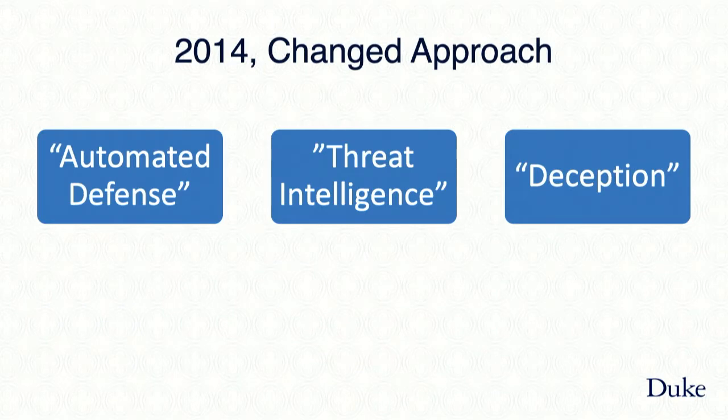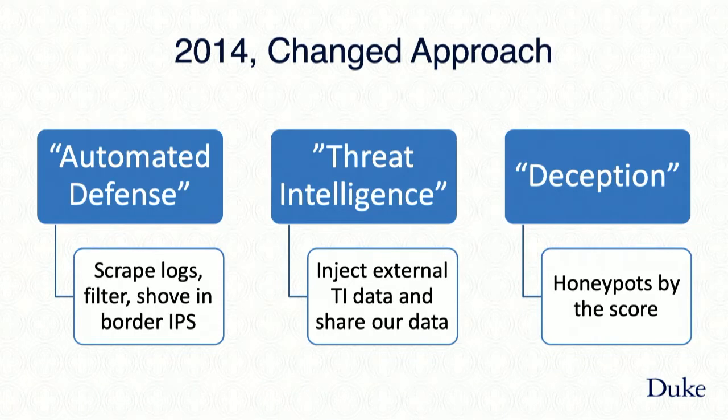But in 2014, Duke sort of changed our approach about how we were doing things. We implemented automated defense with threat intelligence and deception, which basically meant that we were scraping a bunch of logs, generating IP lists, and then shoving them into the border to block them as quickly as we could. We realized once we started doing that, hey, these block lists might be useful for other people, so we just added some context and started publishing them on an HTTP server and called that sharing threat intelligence, and that was helpful.